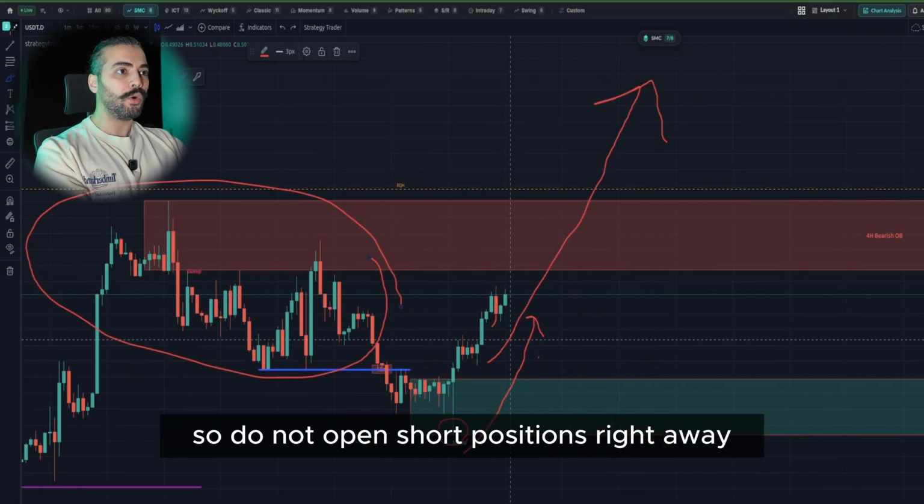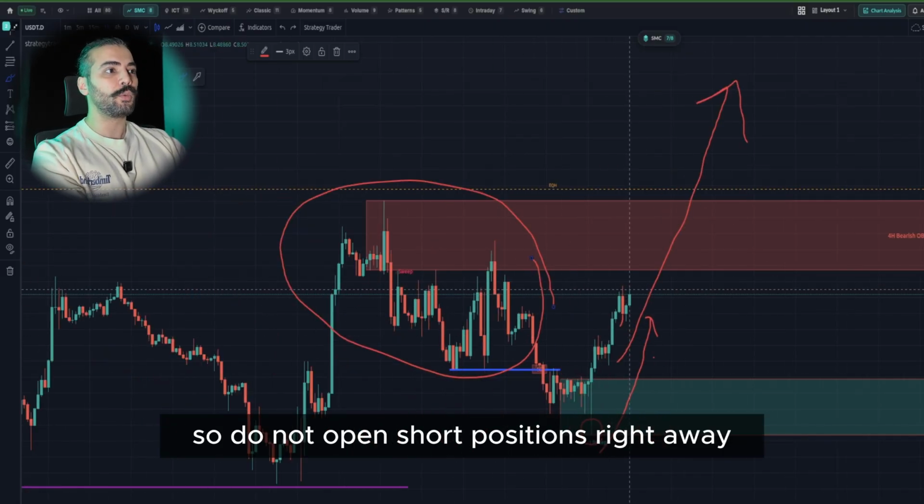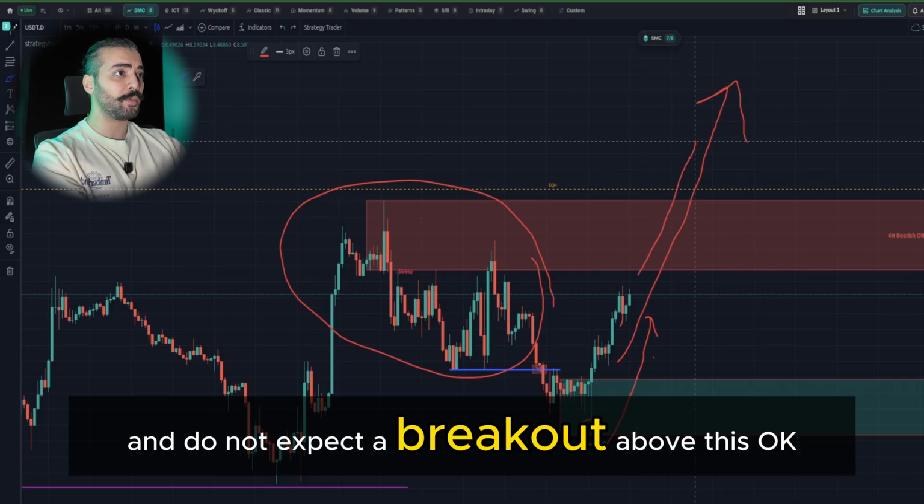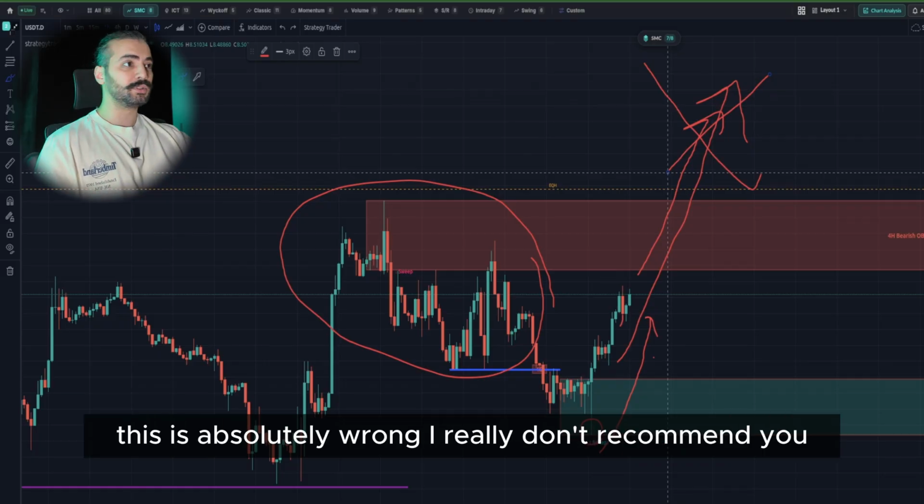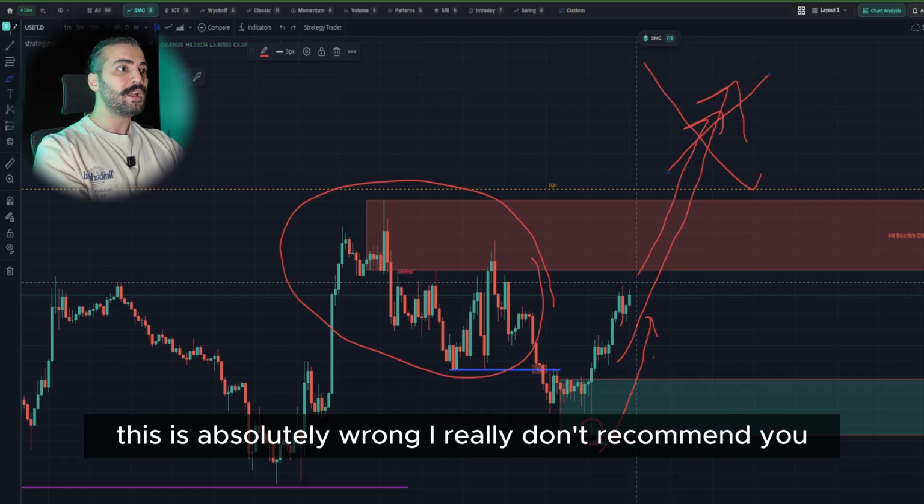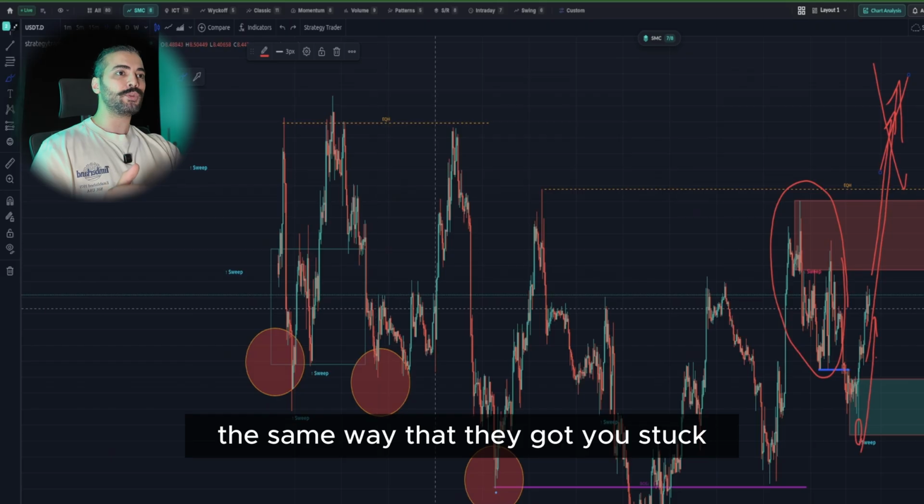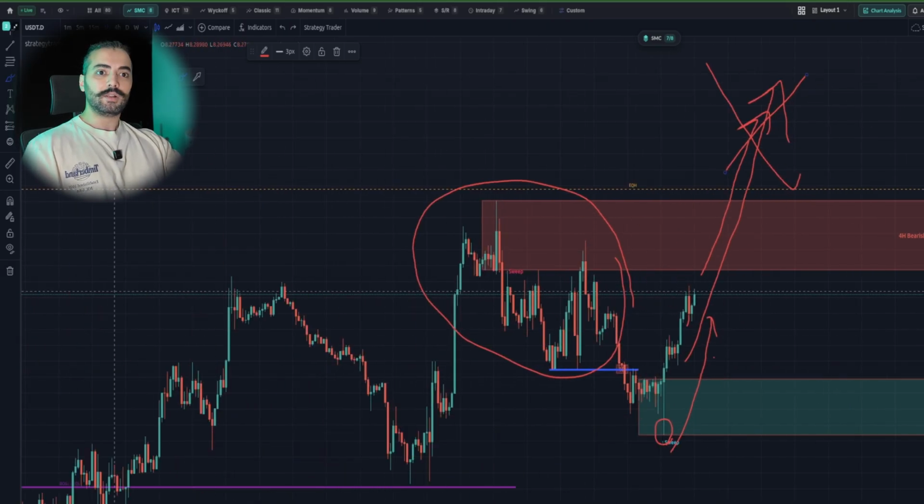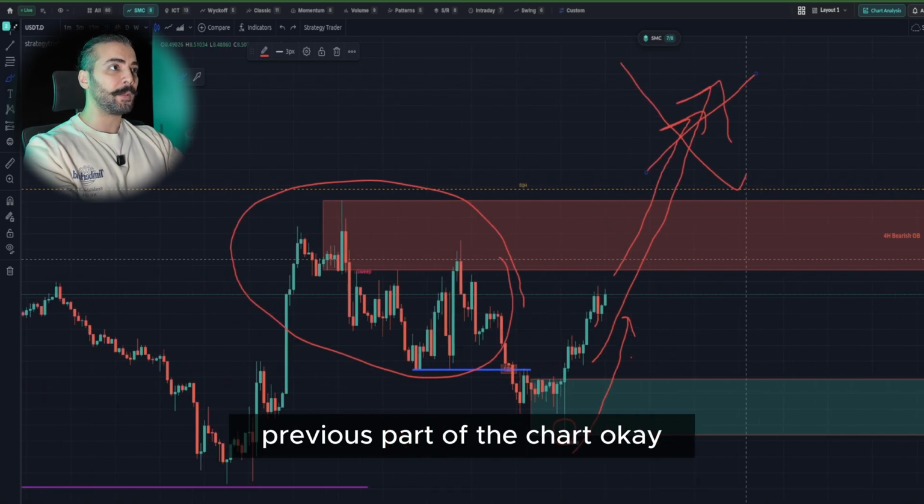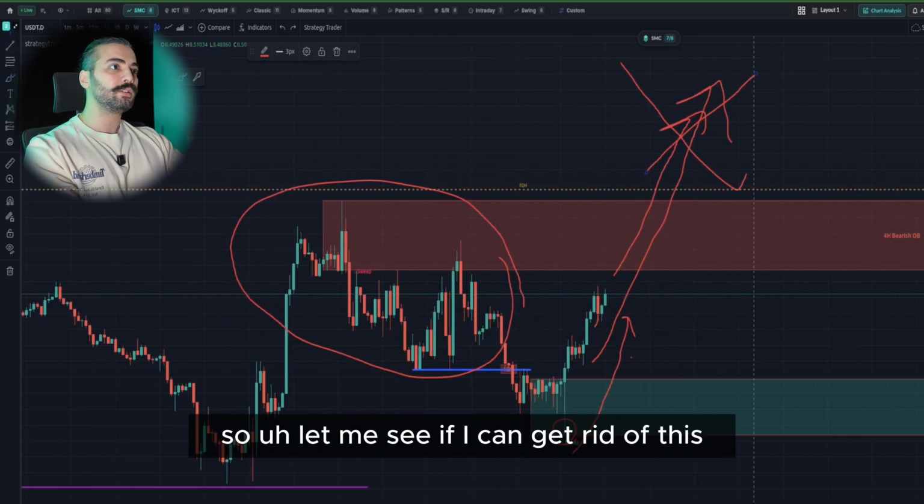So do not open short positions right away and do not expect a breakout above this, okay? Do not expect a breakout right away. This is absolutely wrong. I really don't recommend it, because it's going to get you stuck the same way that they got you stuck all the way in the previous part of the chart, okay? So let me see if I can get rid of these.